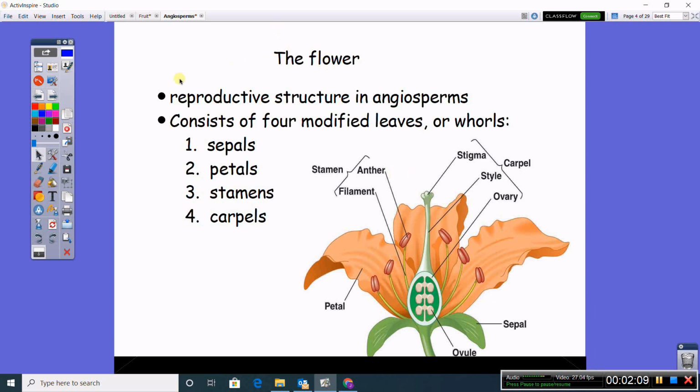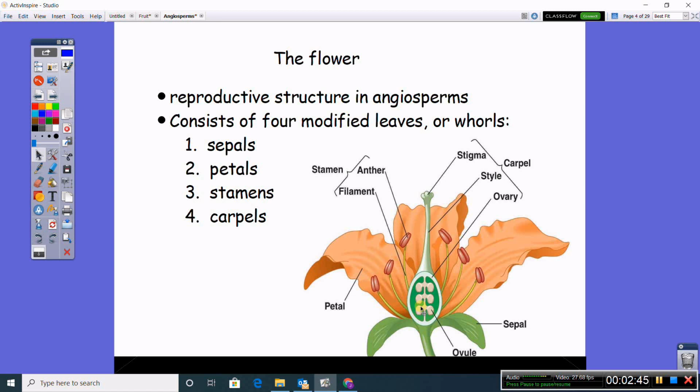Okay, so remember that the flower is the reproductive structure in angiosperms, and it's going to consist of 4 modified leaves or whorls, and those are sepals, petals, stamens, and carpels. So those are going to be the 4 main parts of a flower. So if we look at this picture, what we see in the middle is the carpel, which is the female part of the flower. It's got this stigma on top, which is a sticky surface for pollen to stick to, and then the style underneath that. And then this is the ovary, and these are ovules.